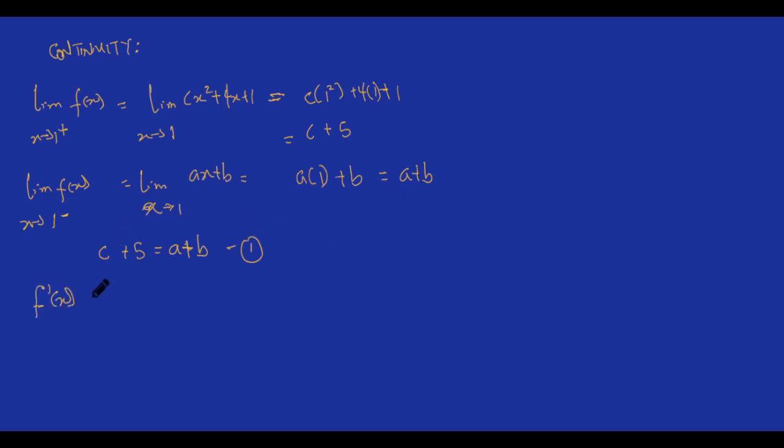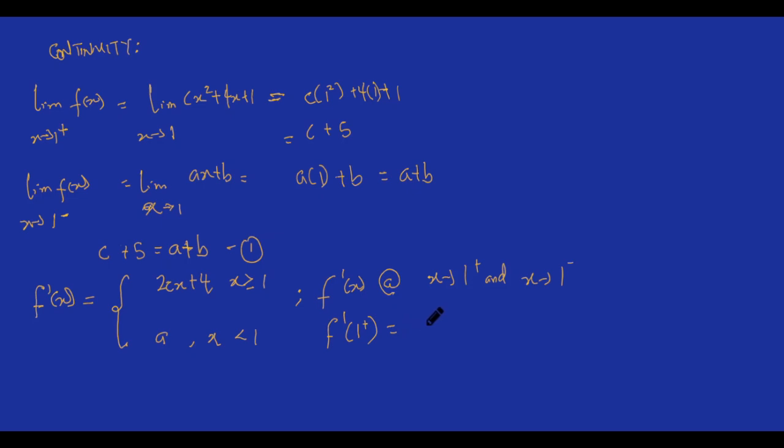So for differentiability, we evaluate f prime x. So f prime x will now be equal to 2cx plus 4 for values of x greater than or equal to 1. Then we have it as a for values of x less than 1. So we now evaluate f prime x as x approaches 1 from the right and as x approaches 1 from the left. So f prime of x as x approaches 1 from the right is going to be equal to 2c into bracket 1 plus 4, which is equal to 2c plus 4. Then we have f prime as x approaches 1 from the left. This becomes a. So it is evident that a will be equal to 2c plus 4.